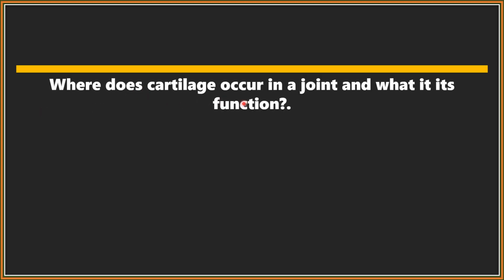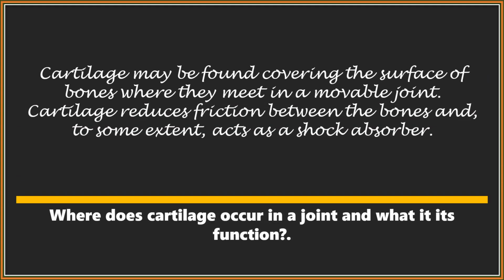Where does cartilage occur in a joint, and what is its function? Cartilage may be found covering the surface of bones where they meet in a movable joint. Cartilage reduces friction between bones and to some extent acts as a shock absorber.